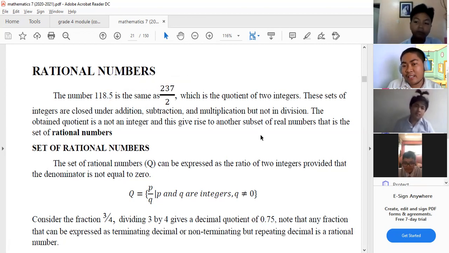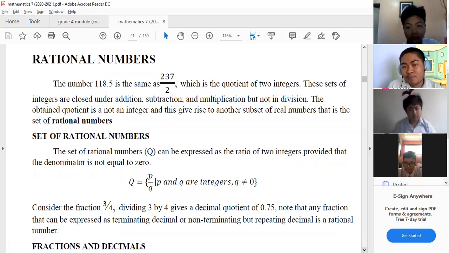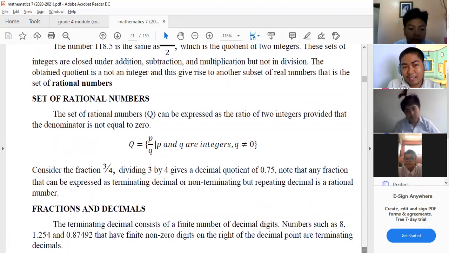And this gives rise to another subset of real numbers. That is the set of rational numbers. Okay? So, when we say rational numbers, ano yung rational numbers natin? It is a subset of a real number wherein hindi na siya whole number. Okay? Hindi siya buo, pero meron siyang katumbas na number. Magulo ba? Like decimal. Yes. Okay. So fractions and decimals can be a rational number. Okay? So, in other words, hindi siya buo.